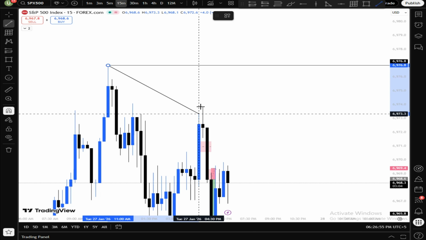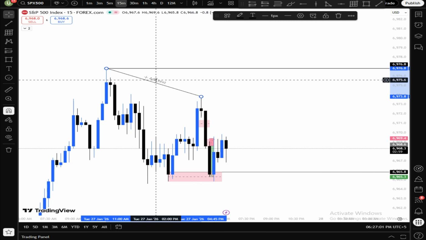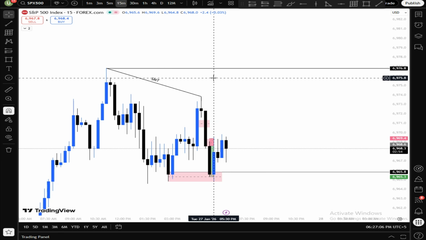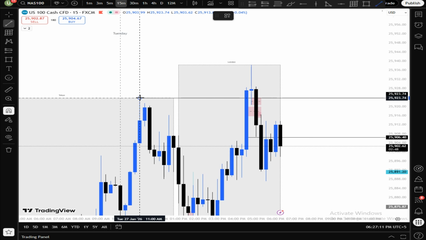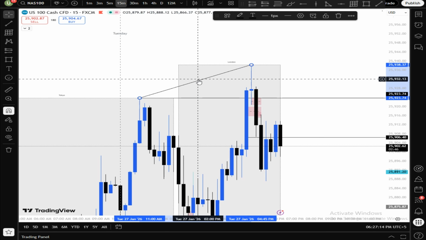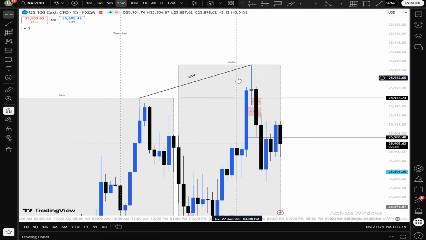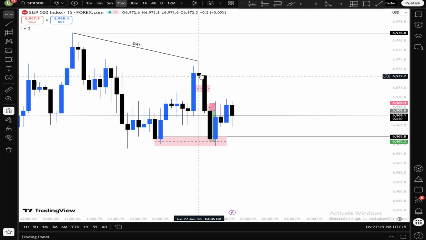So let us mark this SMT, and let's also mark it on US 100. SMT. So we know that we have to look for a trade in SPX. So let us shift to SPX, and from here onward we will look for a trade.